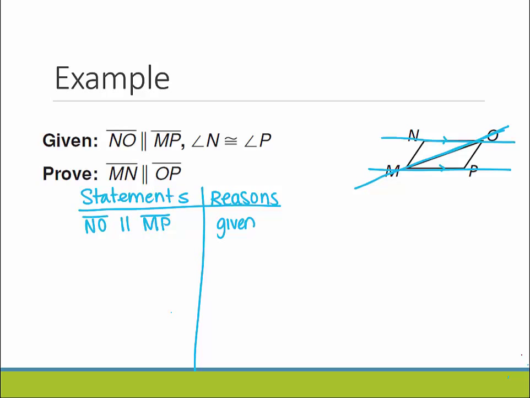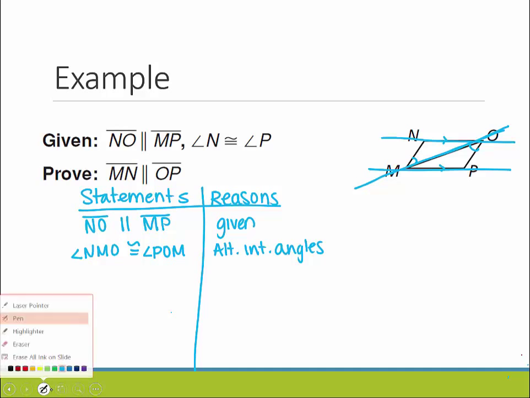So we know we can say that angle NMO is congruent to angle POM. Alternate interior angles. This one and this one. We can say that the other ones are equal, but if we're just trying to prove that these triangles are congruent, we don't need all of that. So then we can say what else they gave us, that angle N and angle P are congruent.